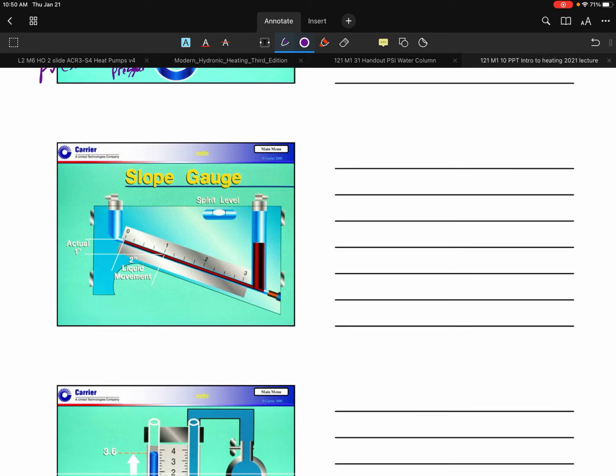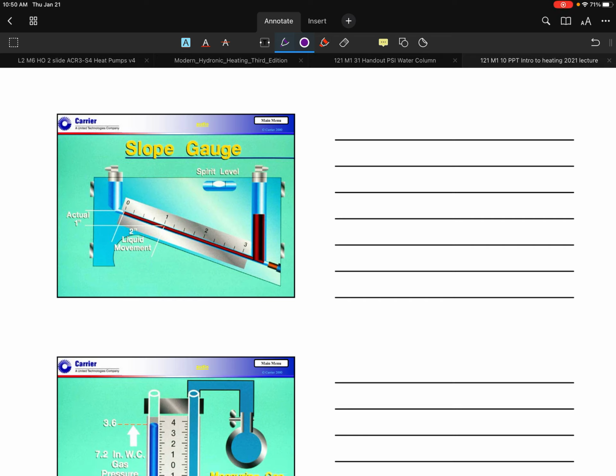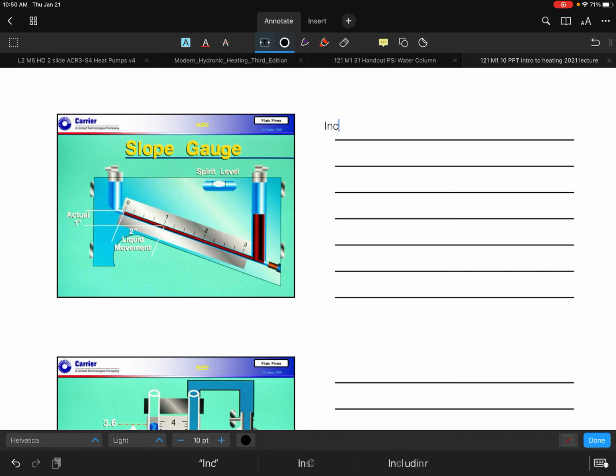All right, so the next one that we'll deal with here is called the incline manometer, or in this picture they're calling it a slope gauge. This is what I would refer to as the inclined manometer. So it's an incline manometer.